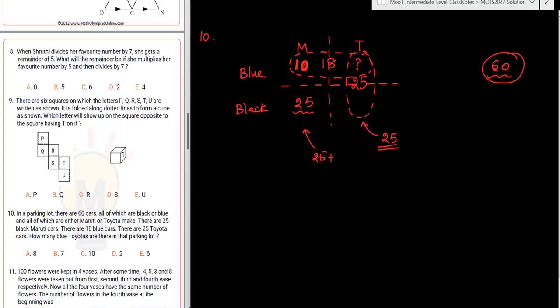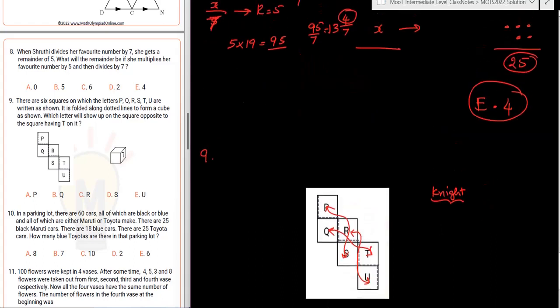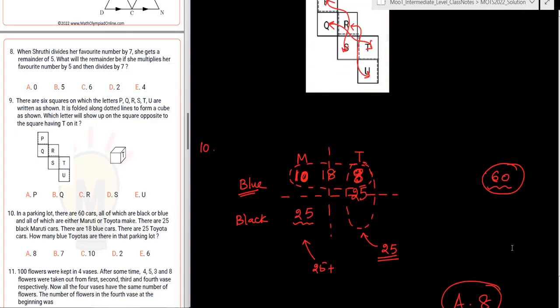Okay, once you know this is 10, we already have marked the total 18, the total blue cars are 18, out of which Maruti cars are 10, so this must be 8. That's it. So that is our answer, 8. So the blue Toyota cars are 8 in number. The choice is A, 8. All we did in this problem is to mark it very clearly, make a diagram and mark it, and then it becomes straightforward. We use the total also. We know that the total has to be used some way to solve this. So we got the answer.